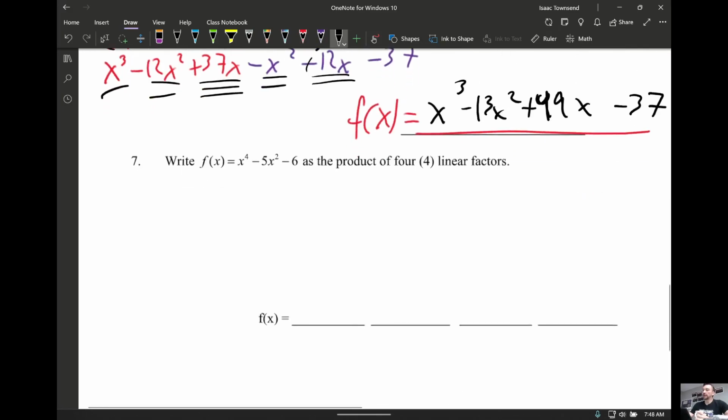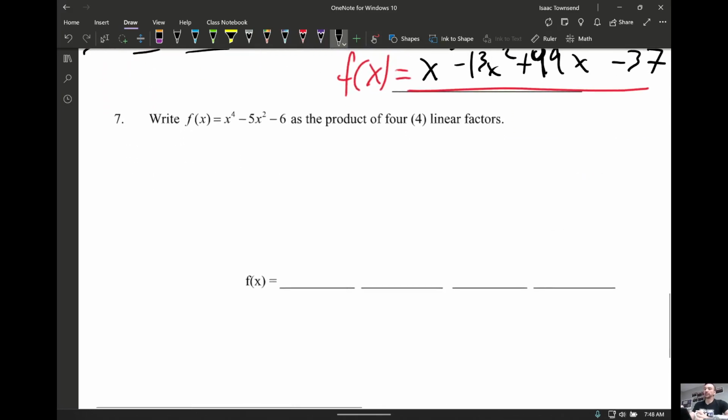Okay, and then 7, again, it's not much different. The thing that throws students off on this, and we usually do put this on the test, is students don't remember what these directions mean. So first off, it says factors. So it needs to look like it's factored. It wants it to be a product.